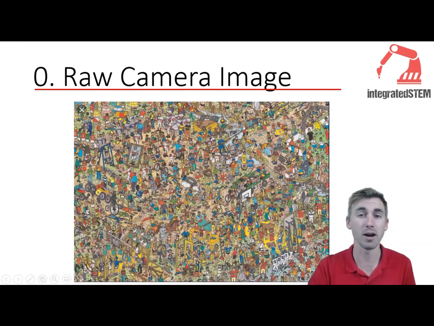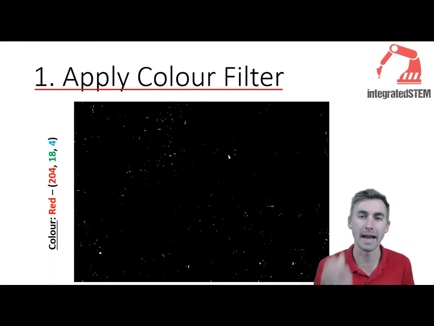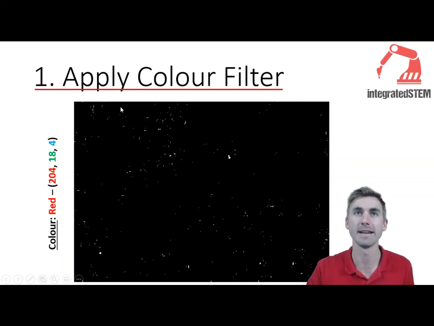So let's apply our color filter to the Where's Wally problem. So we know Wally is red, and I've applied this filter with a red that is actually 204, 18, and 4 in an RGB format. And this is what we've found. Now, to us, it doesn't look like it's very helpful, but to a computer, it is extremely helpful. See, what we've told the computer is, don't worry about looking at any of the pixels that are black. Only the white are the things that we need to care about. And that has dramatically reduced the amount of effort and time that the vision algorithm has to look at the image.